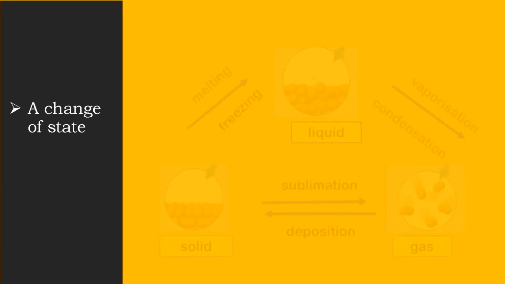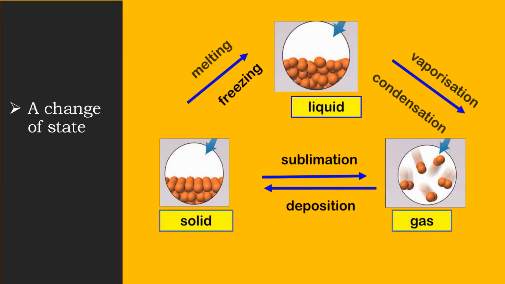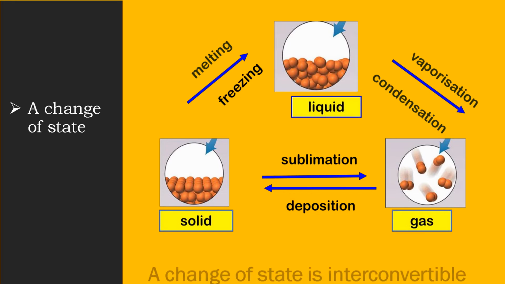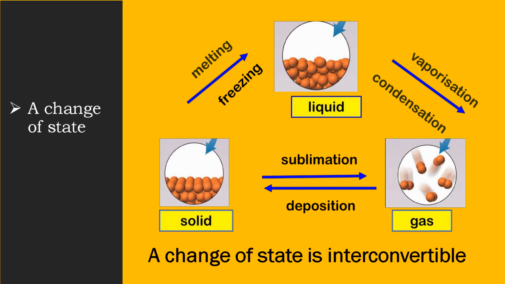Let's look at a diagram of a change of state. Melting, that is from solid to liquid. Freezing, that is liquid to solid. Vaporization, that is liquid to gas, and condensation, that is gas to liquid. Sublimation is from solid to gas, and deposition is from gas to solid.